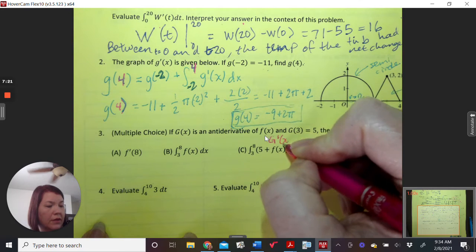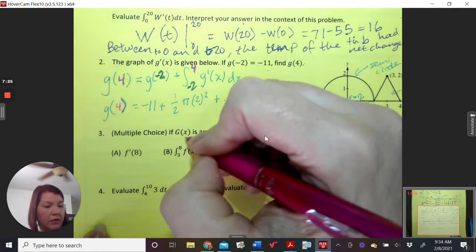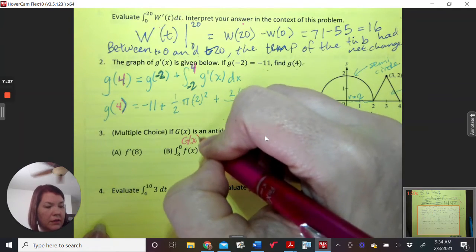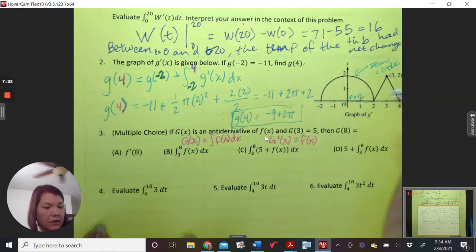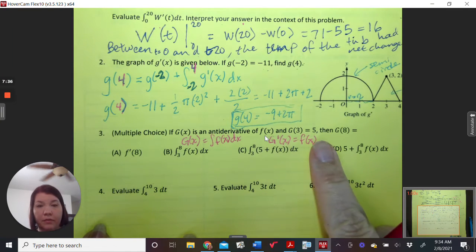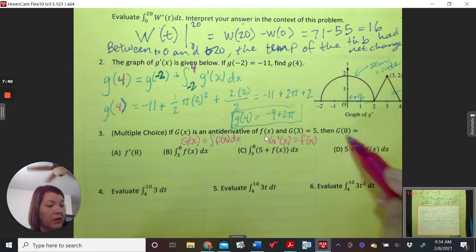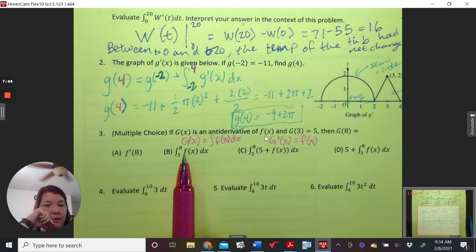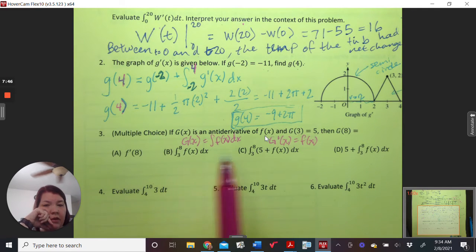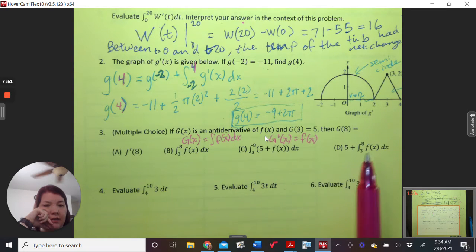That's what that means. Since g is the antiderivative, g of x is equal to the integral of f of x dx. Both of those are true. So if g of 3 is 5, we're looking at our answers. F prime of 8, the integral from 3 to 8 of f of x, and 5 plus the integral from 3 to 8 of f of x dx.